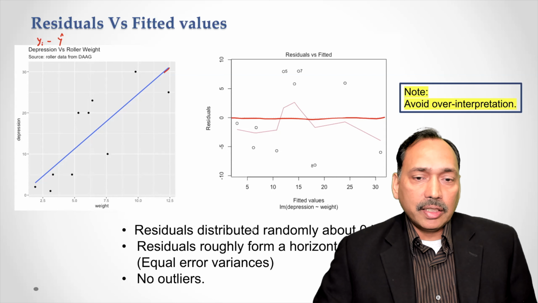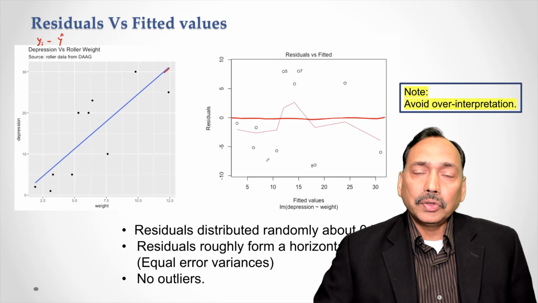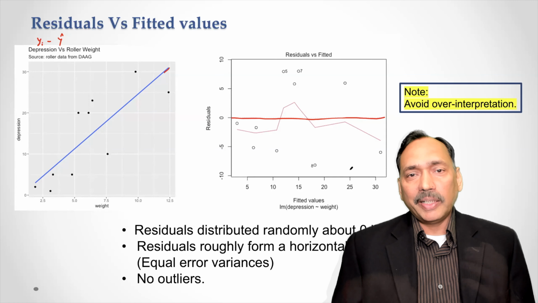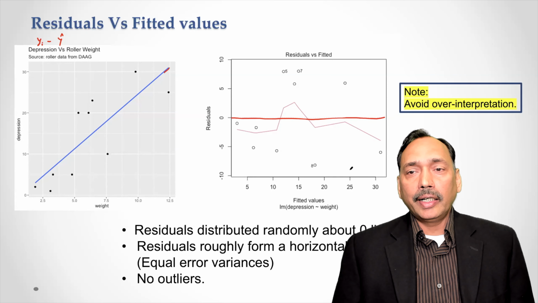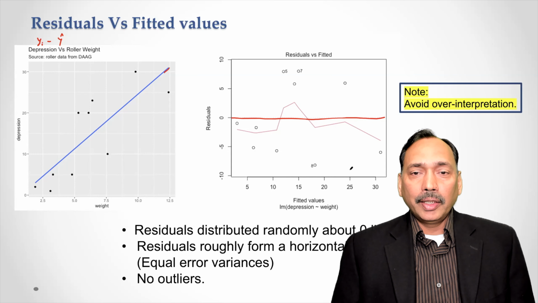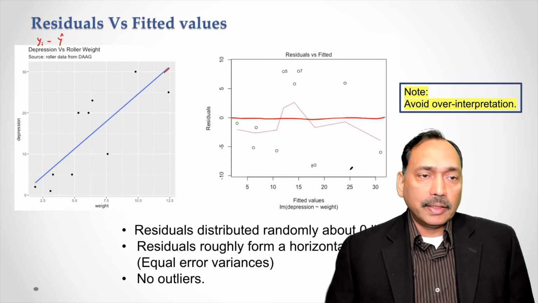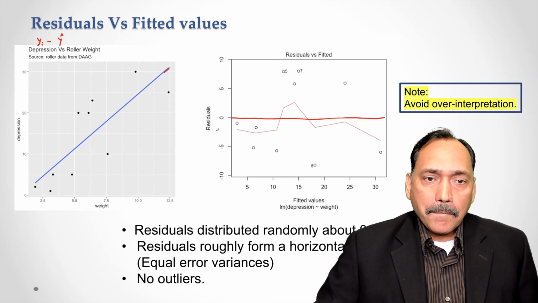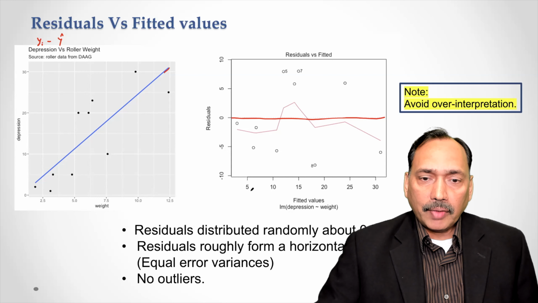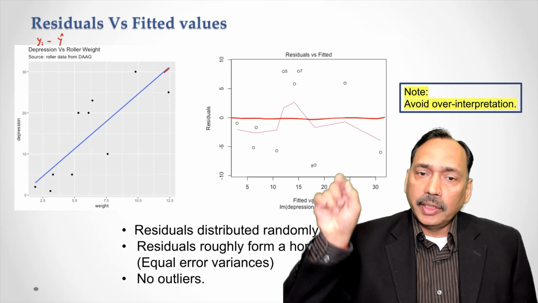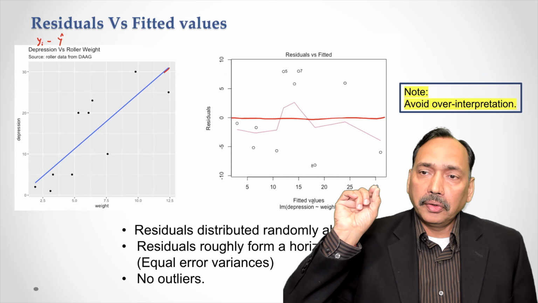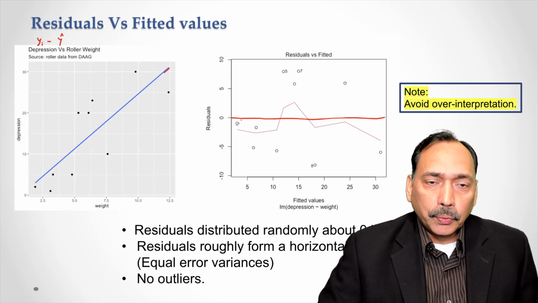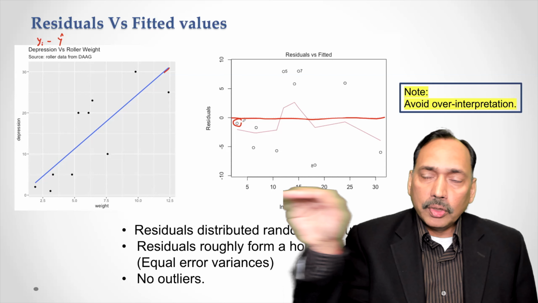So residuals are distributed randomly about the line. If you look at the dots here, very broadly we can say, especially with small data, we cannot read too much into it, but we don't see any obvious pattern. Another thing you'll note is, if you look at the fitted values, which is like your depression, the dependent variable values, this first value is very close to the zero line.